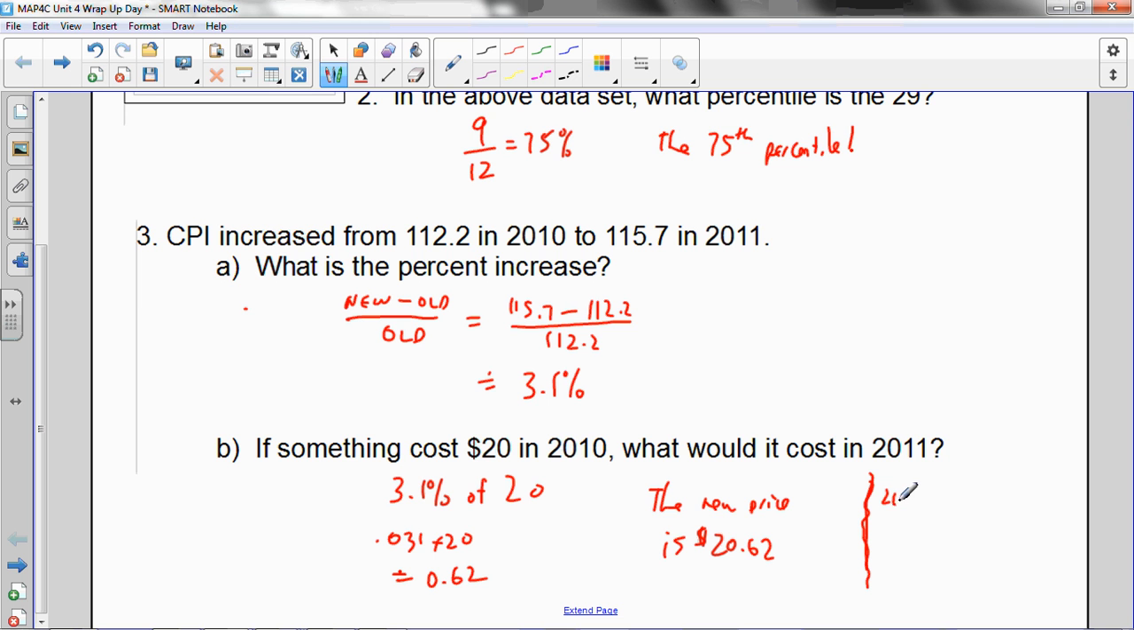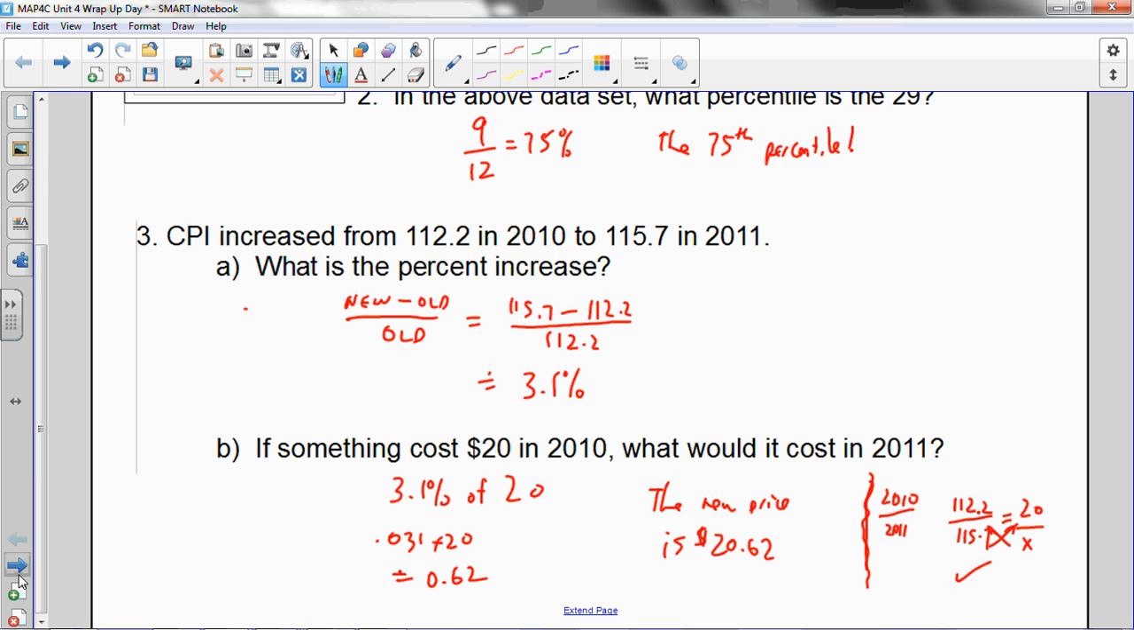That's one way. We could actually, if you wanted to, and this is maybe your instinct to do this, set up a proportion between 2010 and 2011 and do this sort of thing. We could have gone, okay, in 2010, the CPI was 112.2, and 2011 it was 115.7. 2010 it was 20 bucks, and if you want to know how much that's going to cost in 2011, I could cross multiply that if I wanted to. If you remember that from previous grades, that would also work. This, I think, is more straightforward than that, but that is up to you.